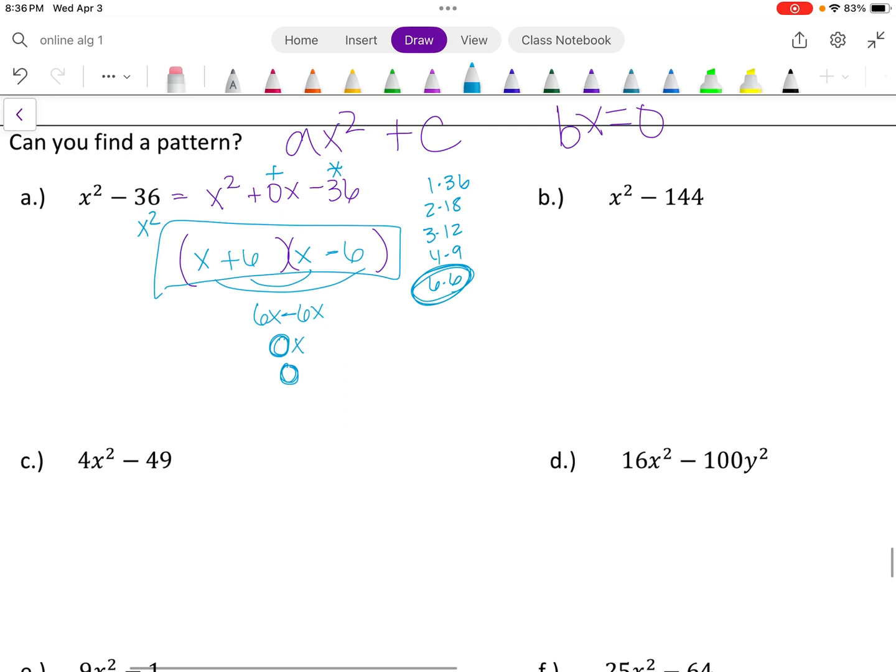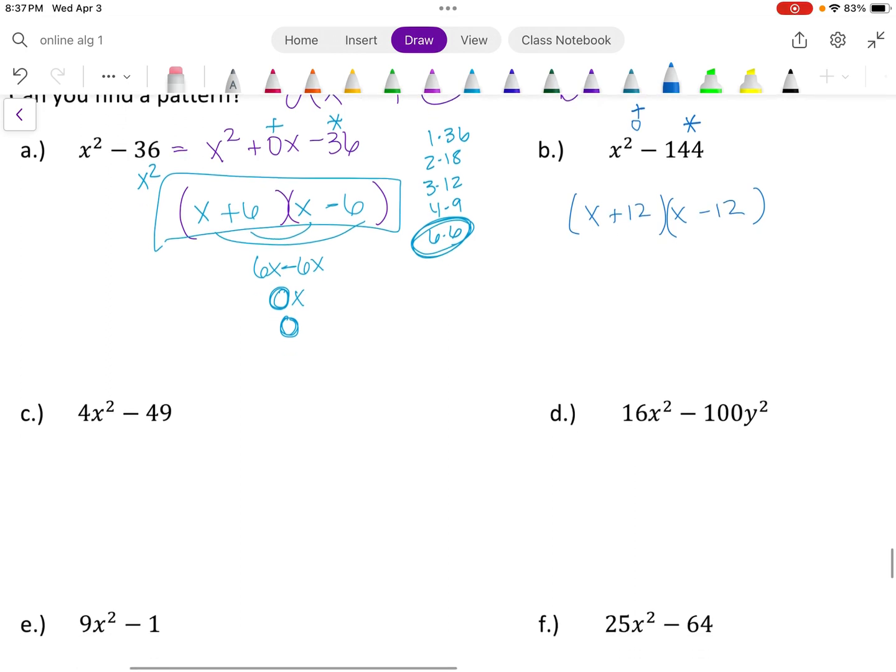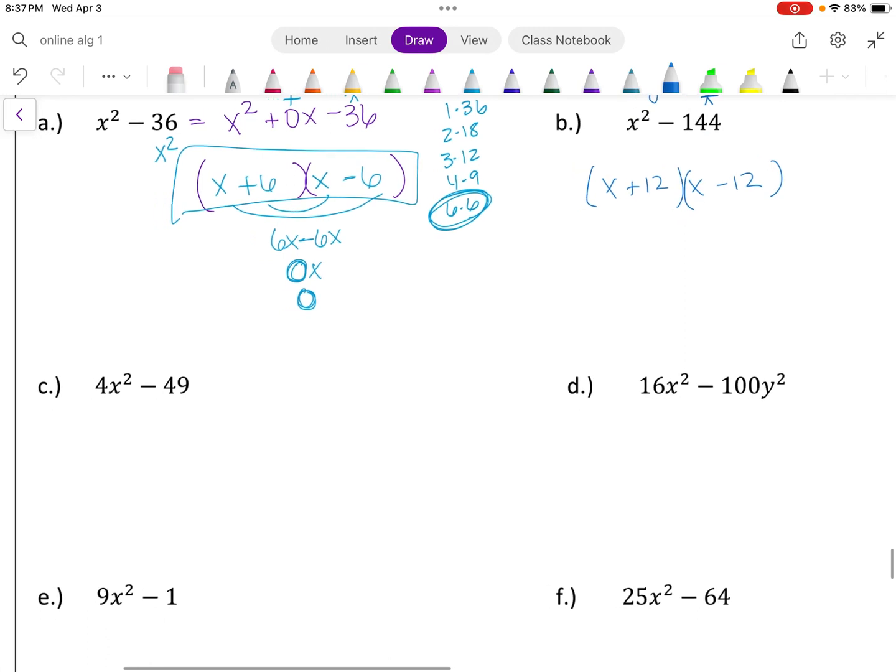So really I'm thinking about perfect squares. If I look at x squared minus 144, it's the same thing. I need something that multiplies to be negative 144 and adds to be 0. That only works if it's a perfect square. I know that the square root of 144 is 12, so this must be a plus 12 and a minus 12.